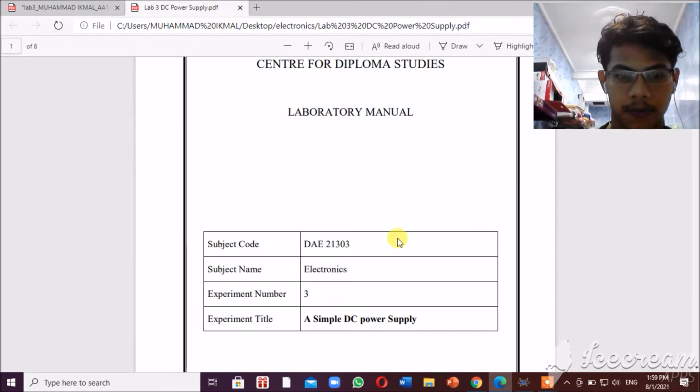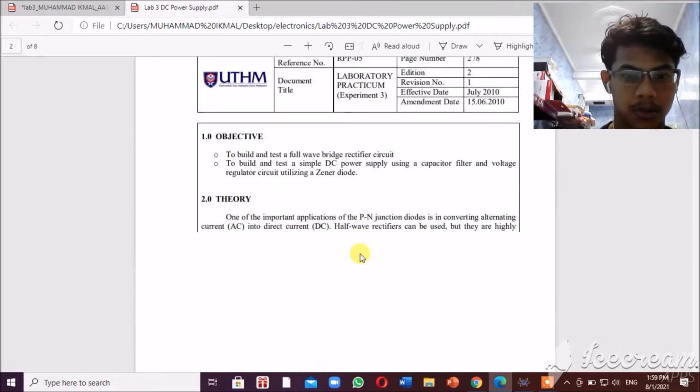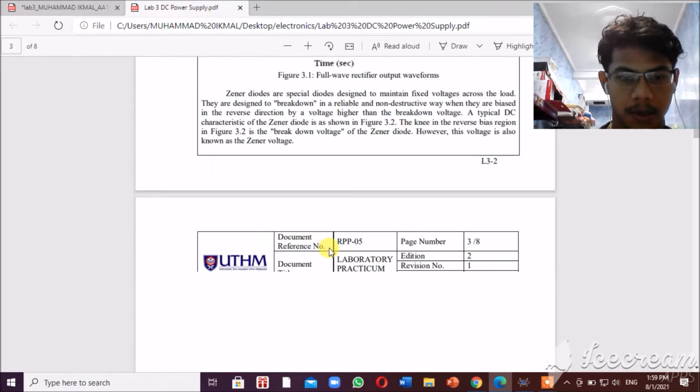Today I will present for Lab 3, Experiment 3, which is a simple DC power supply. So let's go through the first pre-lab question.